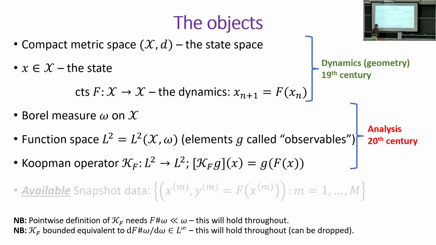Moving into the 20th century, we have the Koopman operator. So we have a Borel measure omega on X, which allows us to define a function space, so functions that are L2 integrable with respect to omega. Elements of this space are called observables. We've already seen the Koopman operator in a couple of talks, but here it is again. So the Koopman operator is this composition operator here. Okay, so it's a linear operator, whether or not this f is linear or nonlinear.